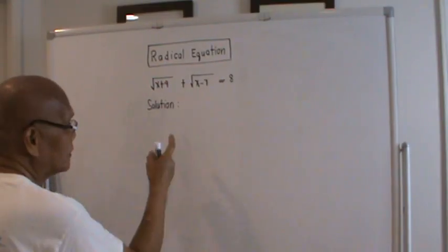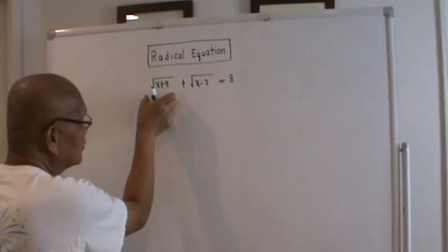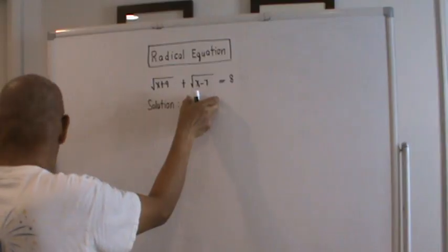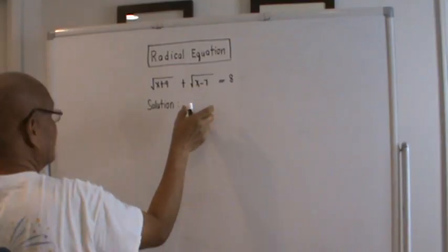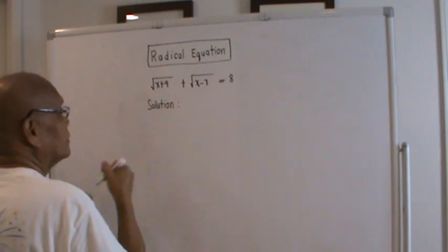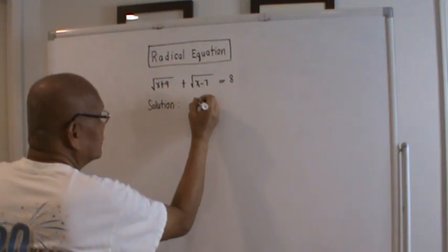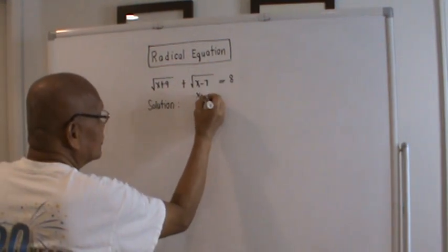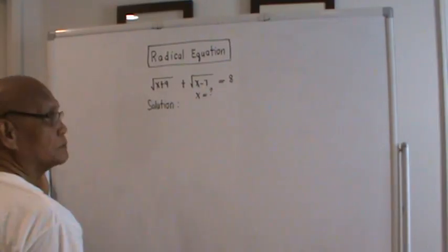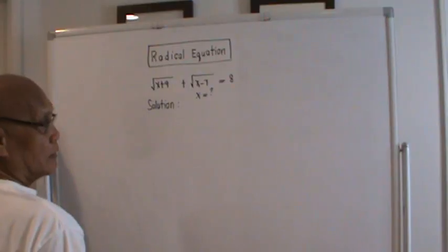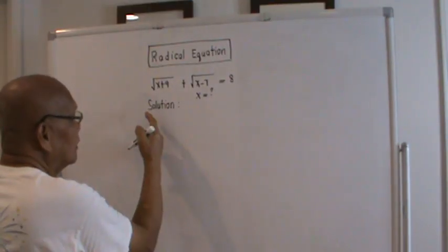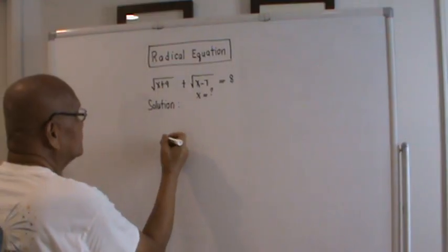We are given a radical equation here, the square root of x plus 9 plus the square root of x minus 7, and they should be equal to 8. And we are asked to solve for the value of x. Okay, let's try to bring out the solution of this one. Solution, okay.